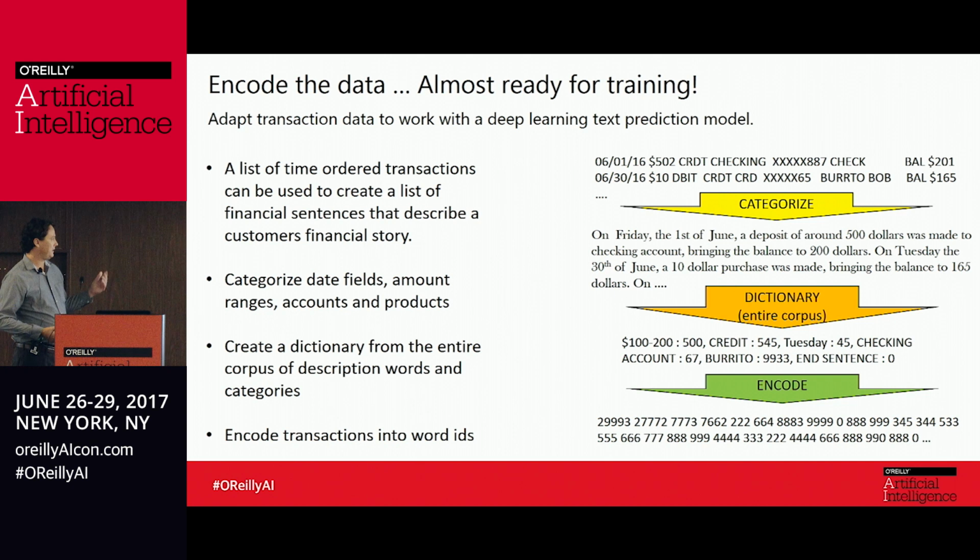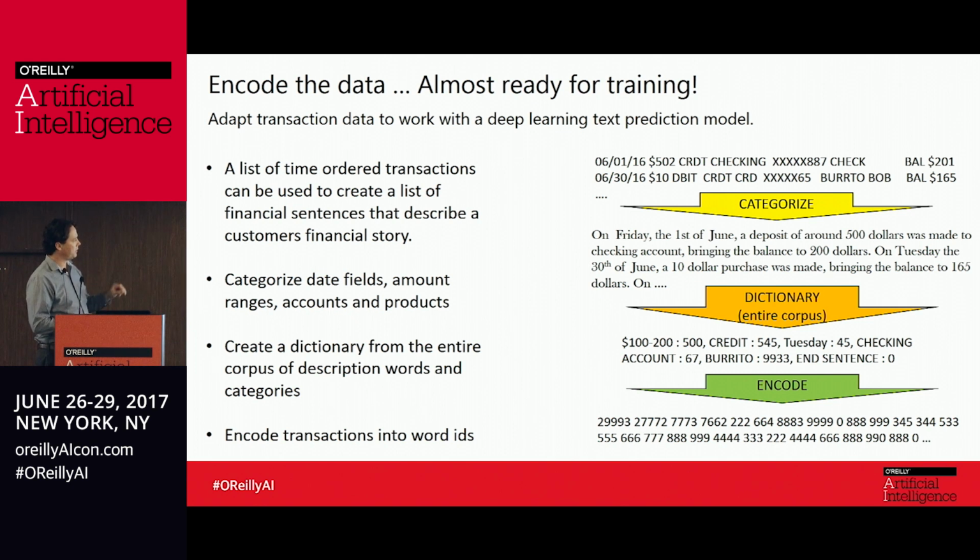So this is basically the last step to finally get ready for training. We have a list of time-ordered transactions, and what we want to do is create a list of financial sentences that describe a customer's financial story. Going from this, basically, you just go from a credit check description, with a little masked account number, an account, and then a balance.